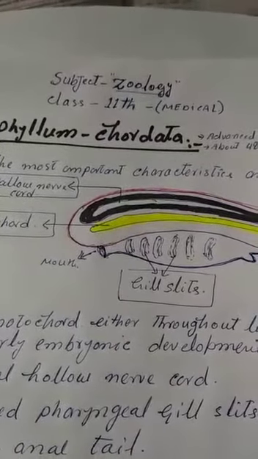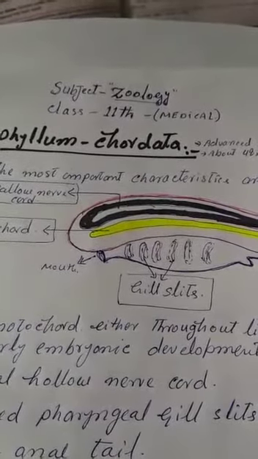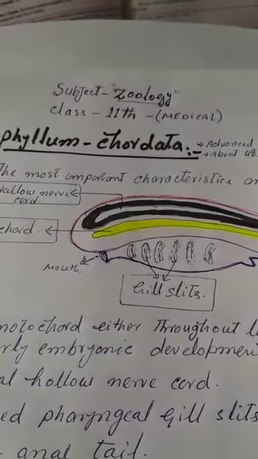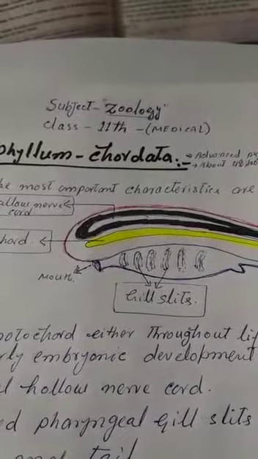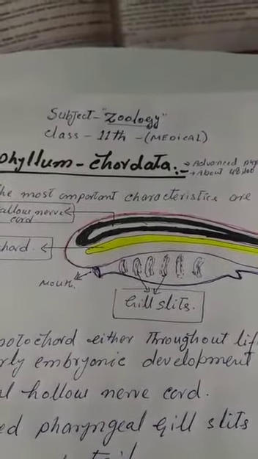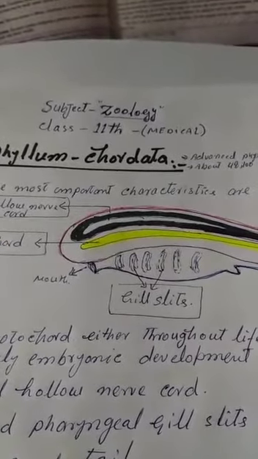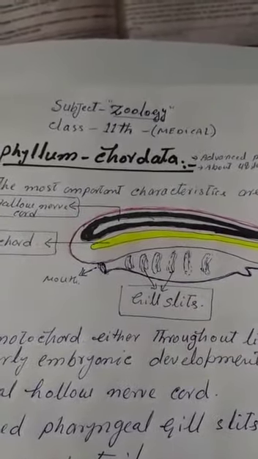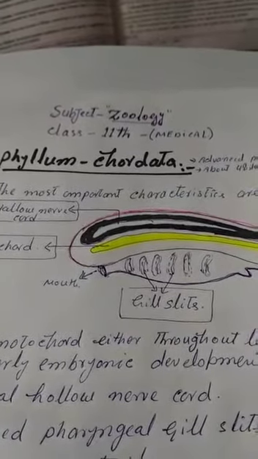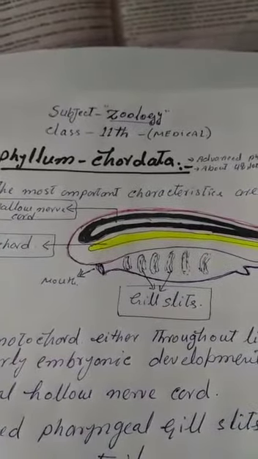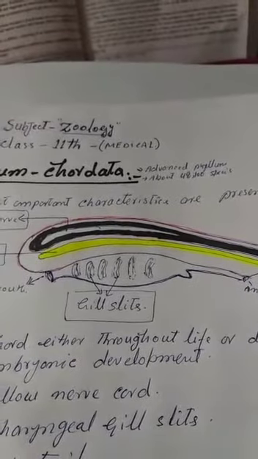Our today's topic is to discuss the phylum Chordata and its general characters. So far as this phylum is concerned, it is the most advanced phylum and constitutes about 48,100 species, and humans also belong to this phylum. Now, the most important characteristic of this phylum is the presence of a notochord.